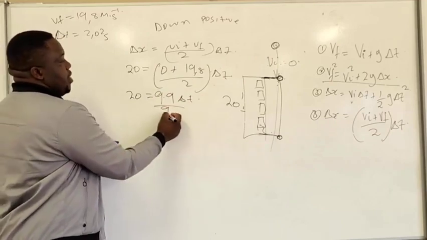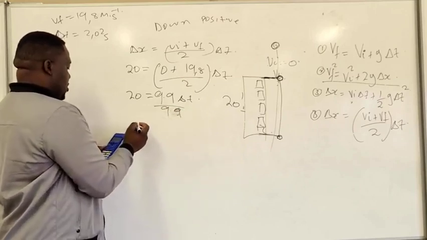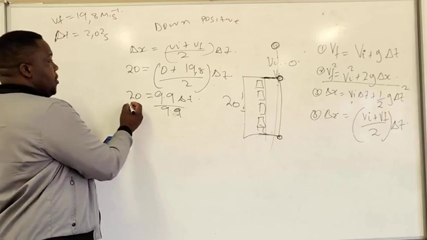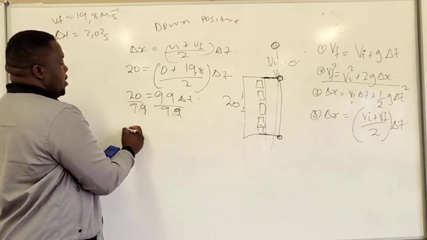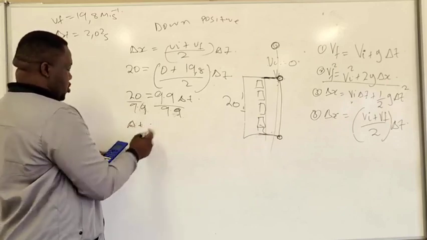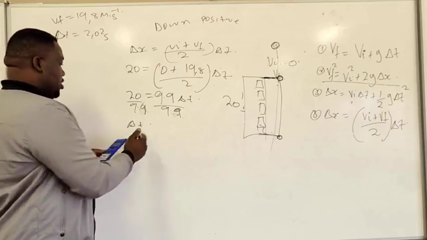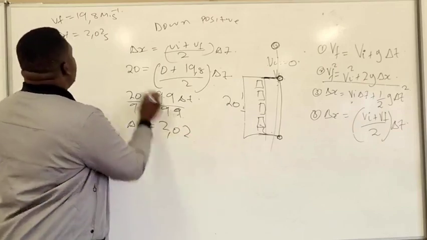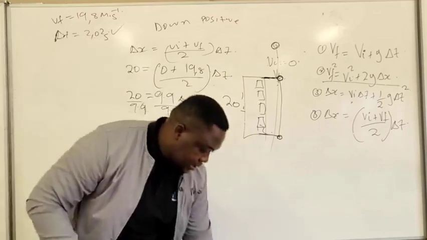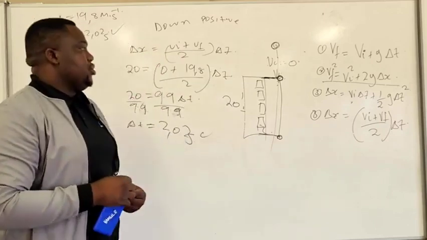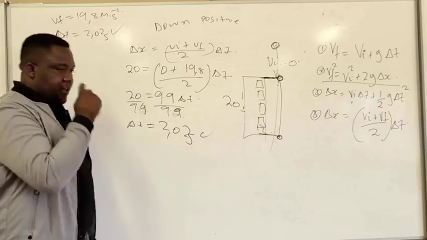Then we divide by 9,9. Then change in time is going to give us 20 divided by 9,9. It still gives us 2,02 seconds. You understand? So we still get the same answers, meaning that, as I told you, we're on the right track. We can get that using even the other formula.